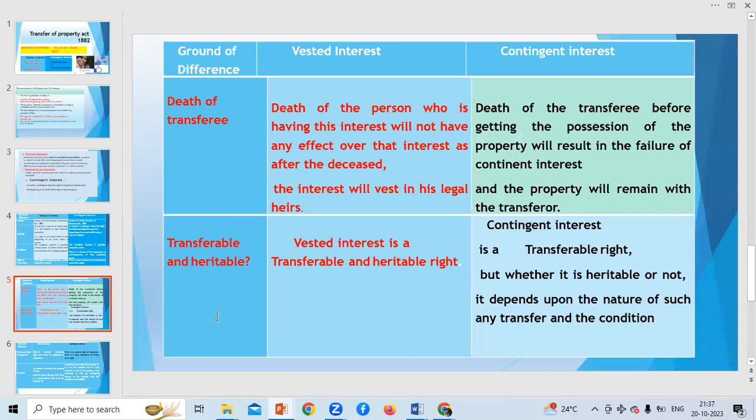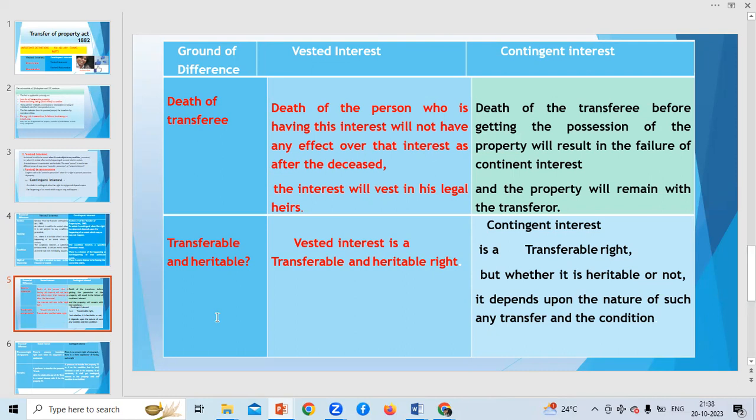So next is death of transferee. In the case of death of the transferee, for vested interest, the death of the person who has this interest will not have any effect on that interest, as after the decease the interest will vest in the legal heirs. In the case of contingent interest, the death of the transferee before getting possession of the property will result in the failure of the contingent interest. So this is very important. In the case of contingent interest, the death of the transferee will have an effect and will result in the failure of the contingent interest.